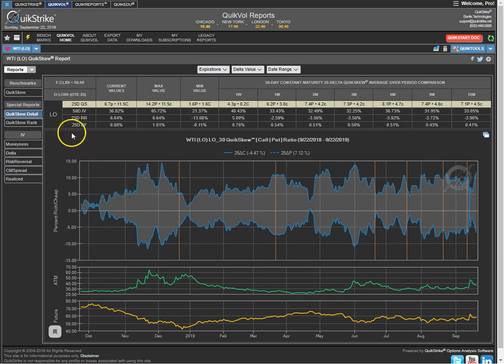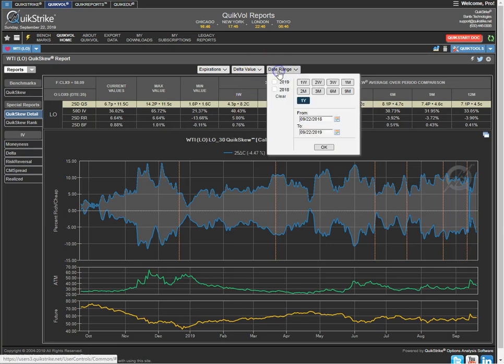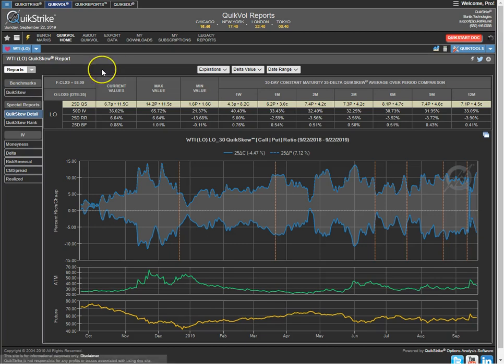This is a very solid report. You see the summary report here, and then the detail report back on this tab. Like I said, we'll talk about the rank and some other stuff at another time. You can change what expiration this is getting measured against, from the 30 to 60 or any of the constant maturities that are available. You can change the delta, and you can also change the date range. And again, here's the QuikStrike summary report. That's going to be the final report we cover.